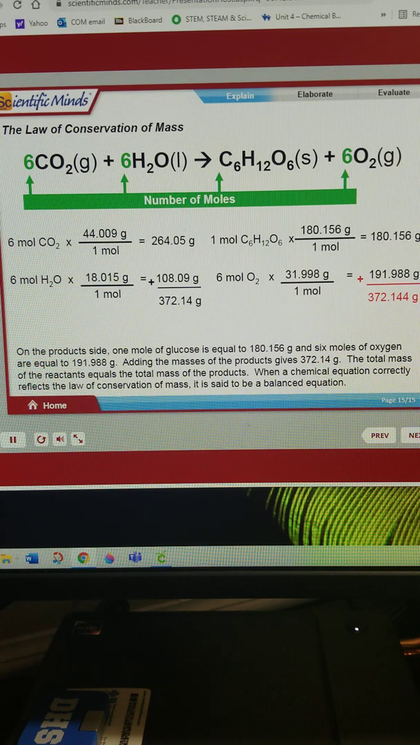The total mass of the reactants equals the total mass of the products. When a chemical equation correctly reflects the law of conservation of mass, it is said to be a balanced equation.